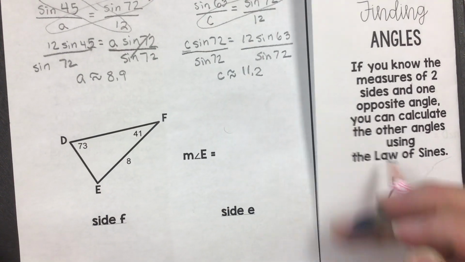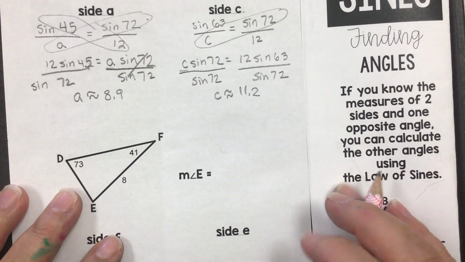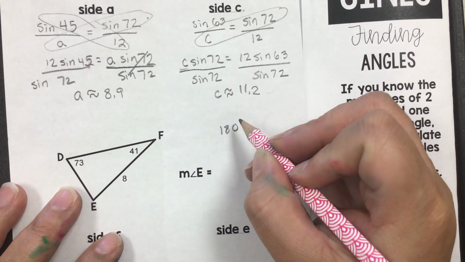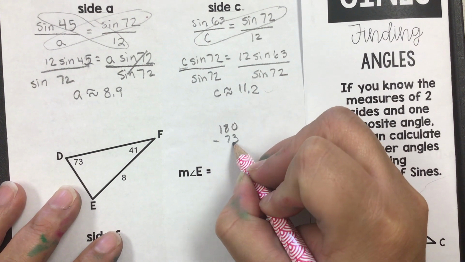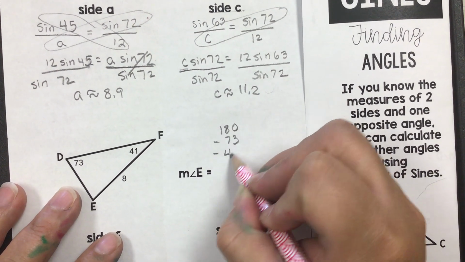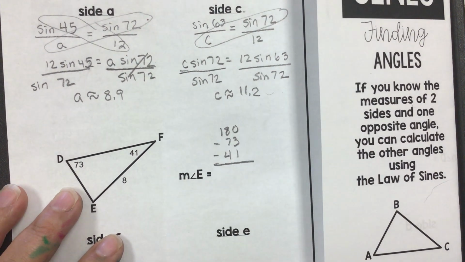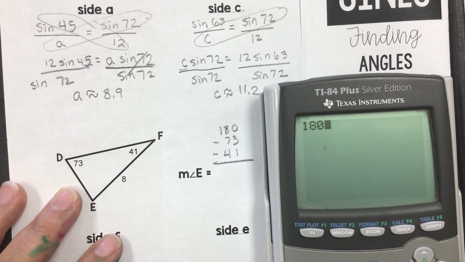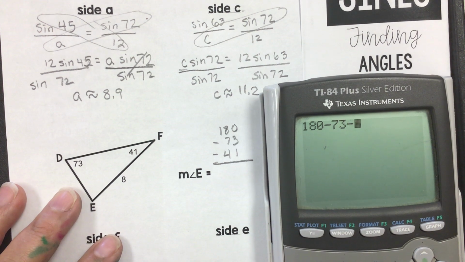When they give you two angle measures, to get the third angle, we just subtract it from 180. So 180 minus 73 minus 41 is 66.